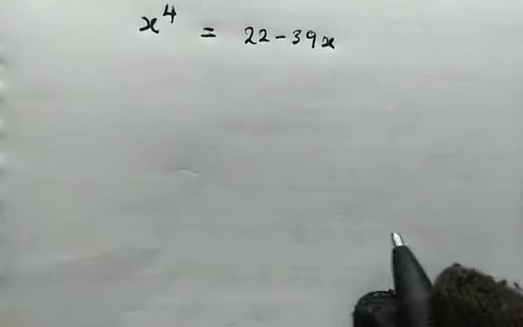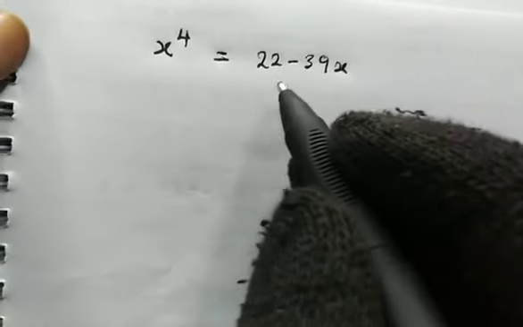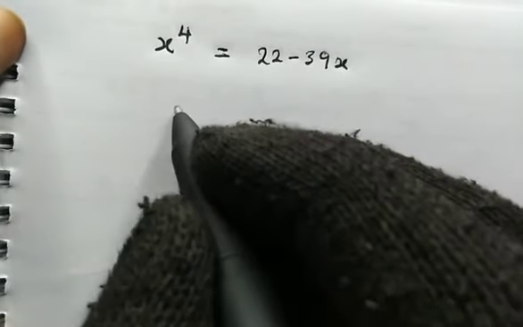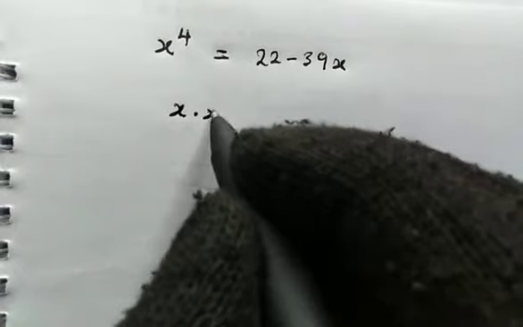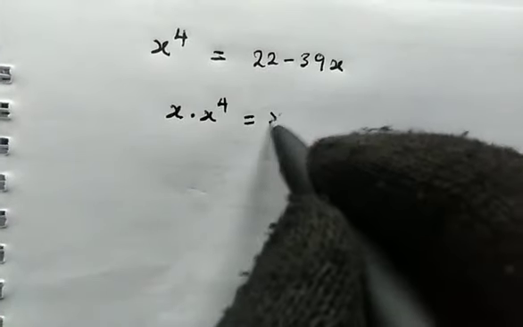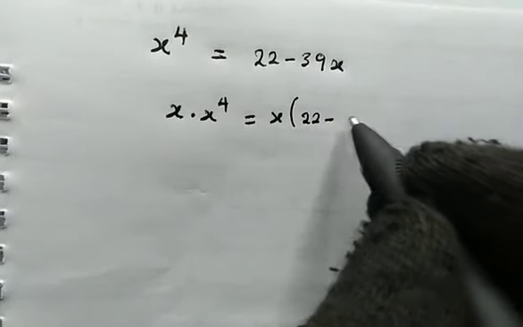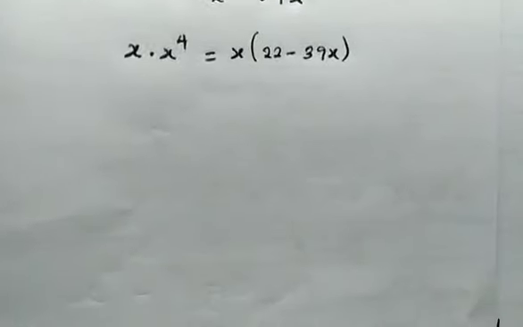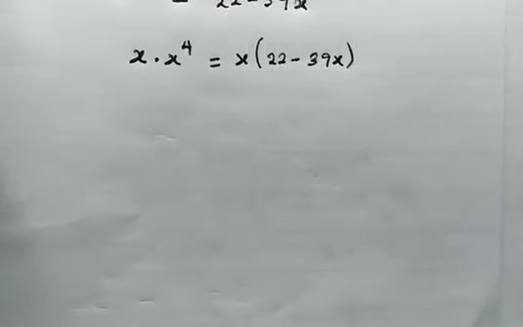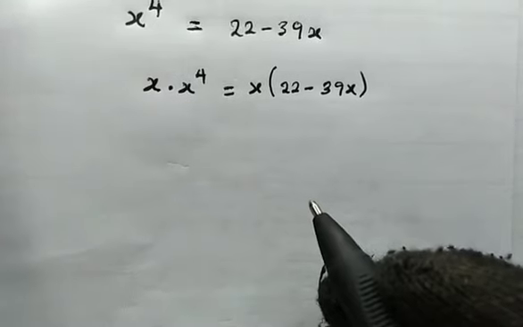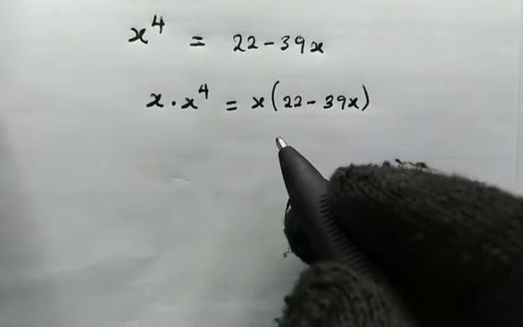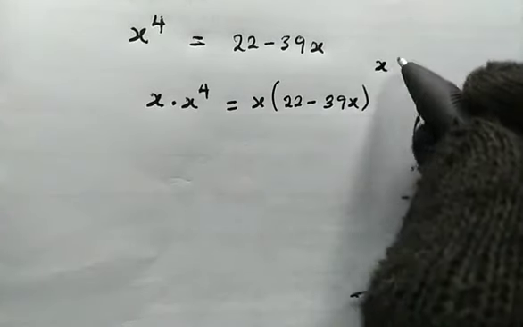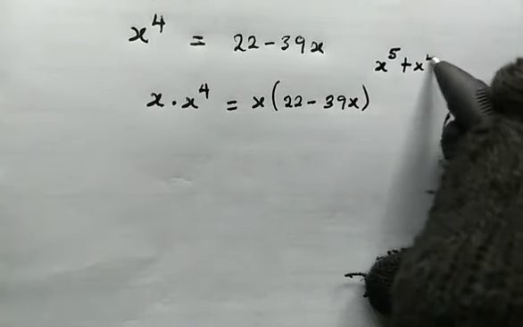Now let us recall that x to the power of 4 equals 22 minus 39x. Let's go ahead and multiply both sides by x. So x times x to the power of 4 will be equal to x into brackets 22 minus 39x. The reason for doing this is because we are interested in solving for the value of x to the power of 5, because x to the power of 5 is included in the expression we are asked to evaluate, as we can see here.